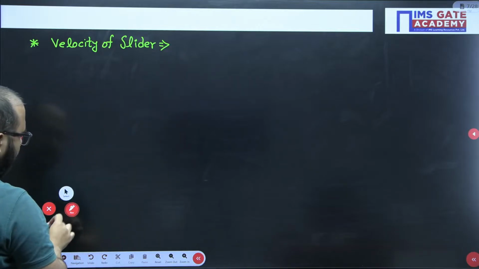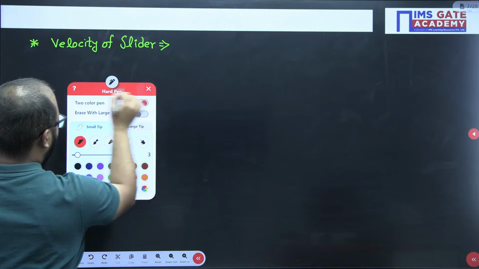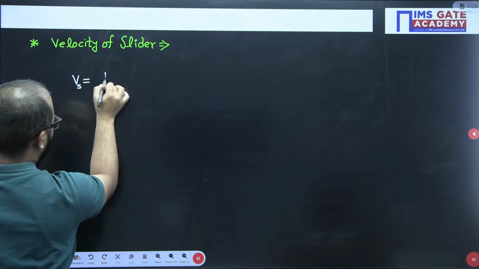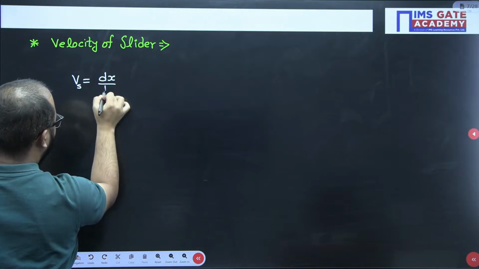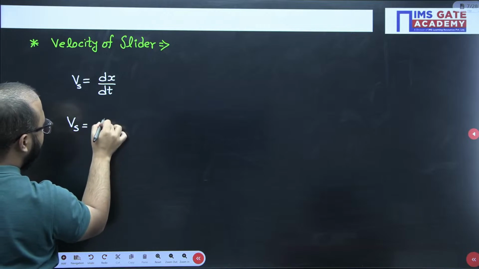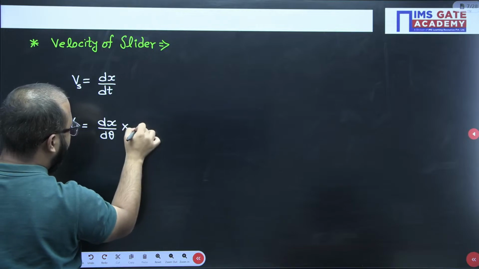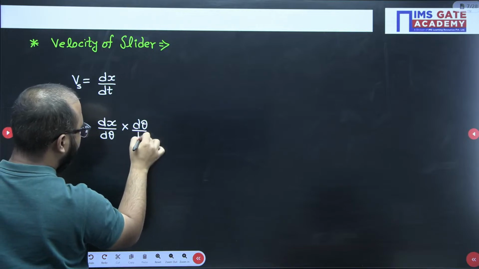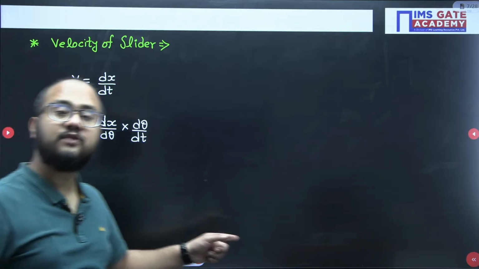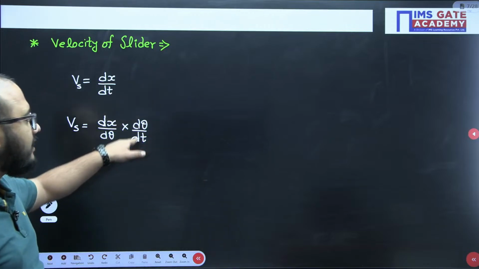Velocity of the slider. Okay, now see, velocity of the slider will be v, let's suppose vs, equals dx by dt, right? Now x is a function of theta, so dx by d theta multiplied by d theta by dt. Is that clear? Because x was a function of theta, that's why I do dx by d theta. And what is d theta by dt?